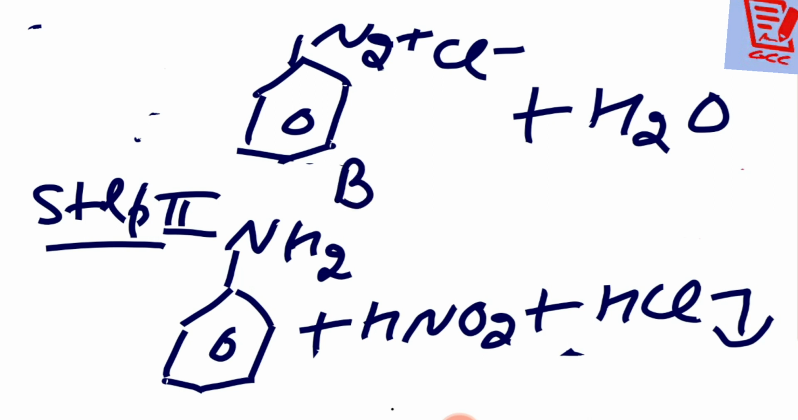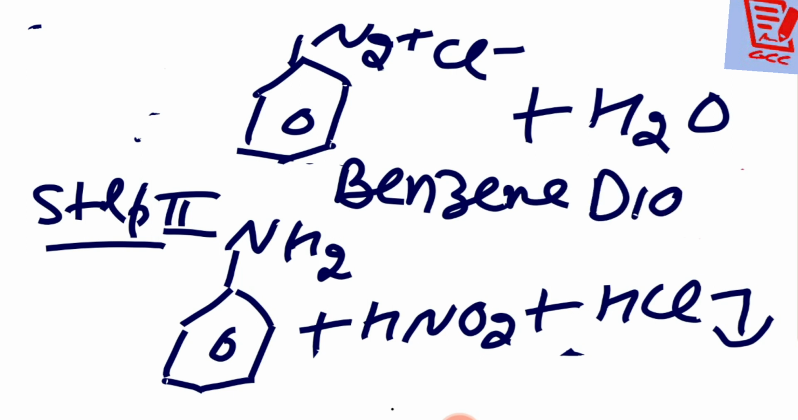What do you call it? Benzene diazonium chloride. Clear? Benzene diazonium chloride. Okay students, this was the preparation. Now let's do the reactions with the benzene diazonium chloride. With the benzene diazonium chloride, usually we have some reactions.